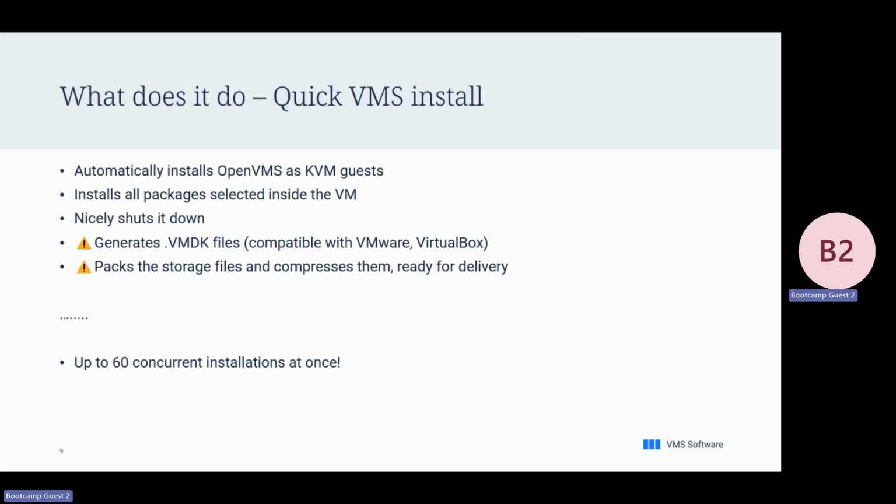It generates the VMDK files. This is actually one of our very last steps. So once we are perfectly done with the QCOW, we have flushed the file system, we shut down the machine. We can then convert the QCOW file into a VMDK, and then we save both versions.